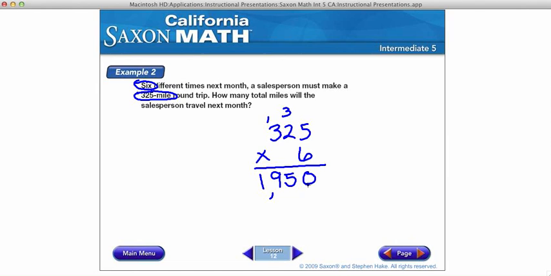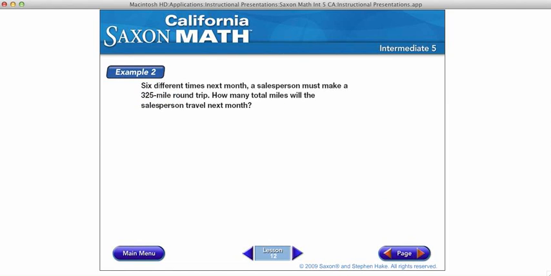So we have 1,950. However, we are talking about miles, so we need to place our units. If you don't have units, it is not correct. So the salesperson is traveling 1,950 miles next month. Okay, example 3.